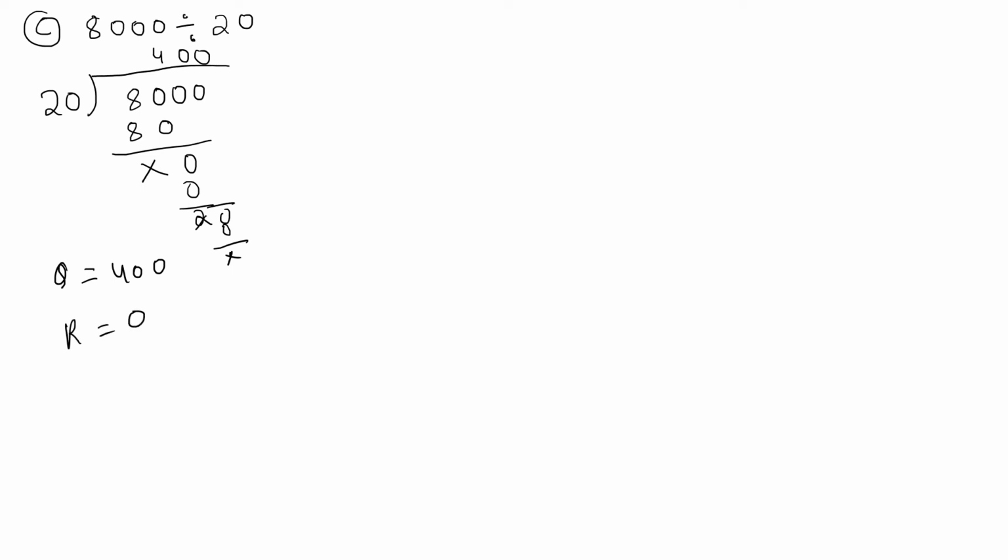Short division. Okay. So 8000 divided by 20, that is 400. So Q is equal to 400 and R is equal to 0. Okay. Now next.